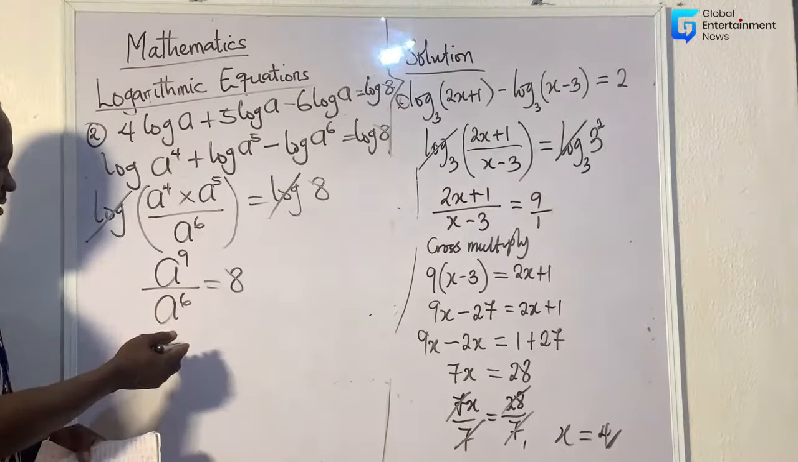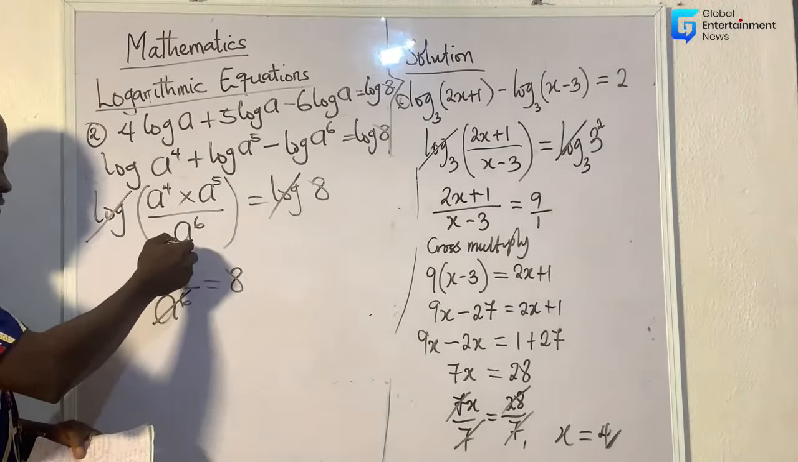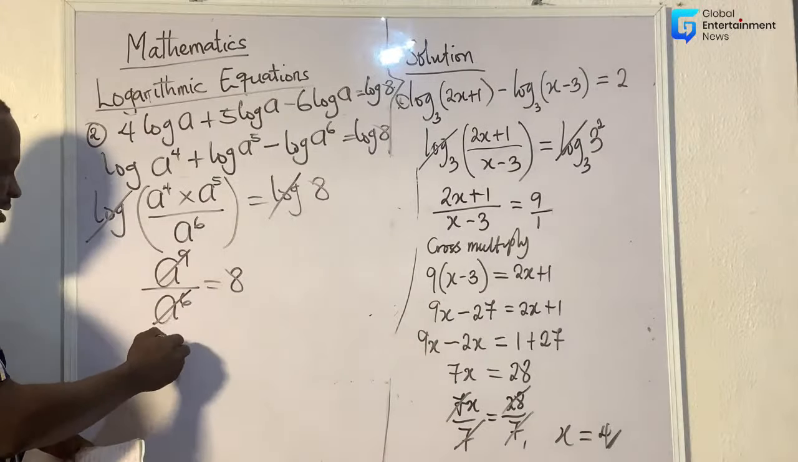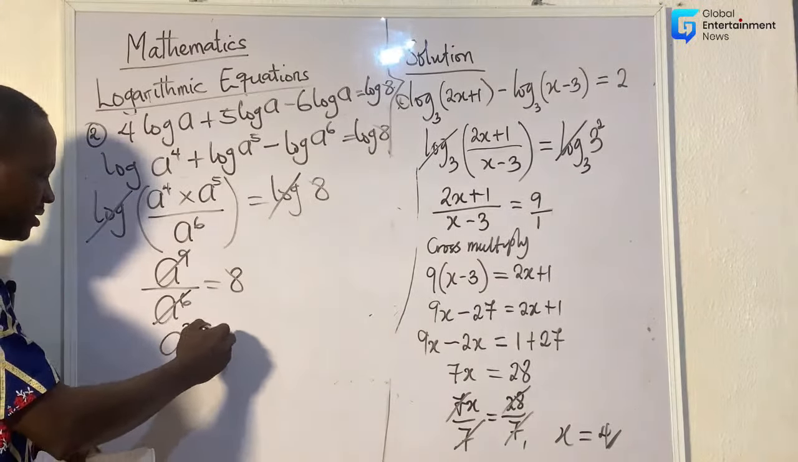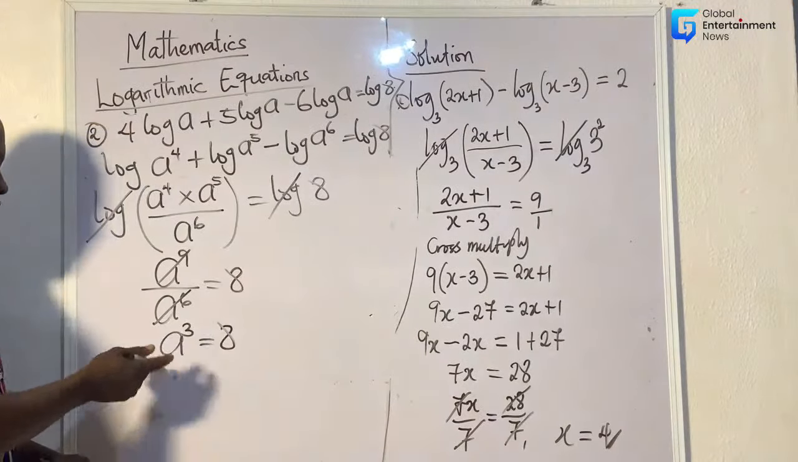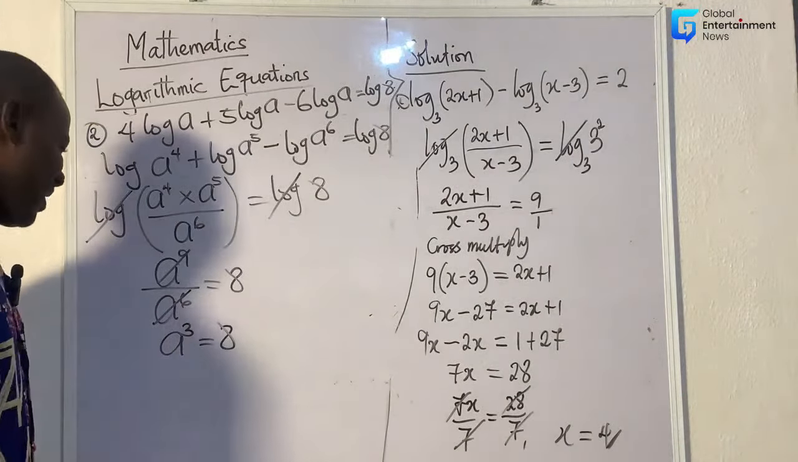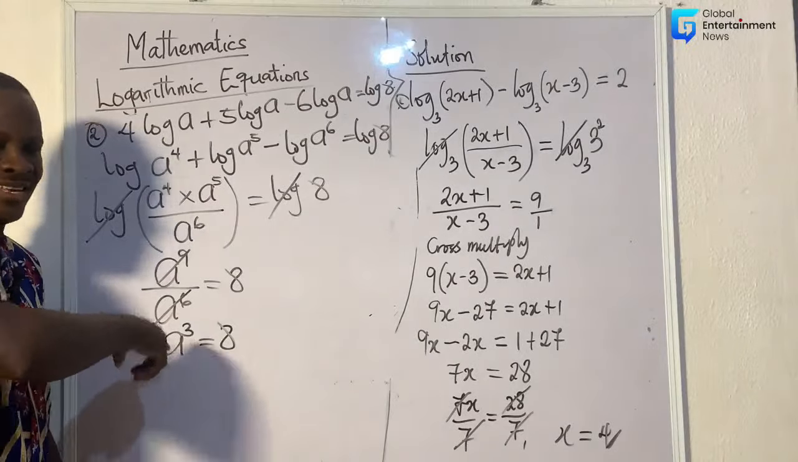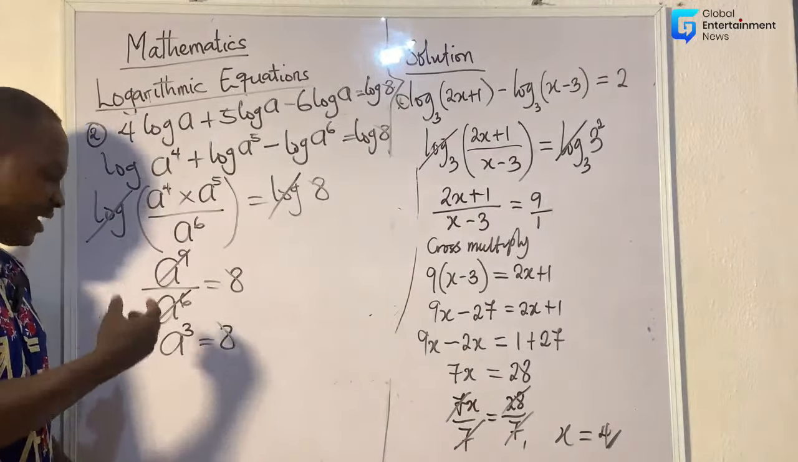You are going to see that I have 9 here, I have 6 here, then cancel. It's going to remain A raised to power 3, giving me 8. Then what am I looking for? I'm looking for the value of A, not the value of A cube. Remember, I'm looking for the value of A, not A cube.